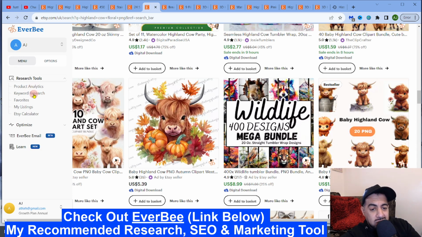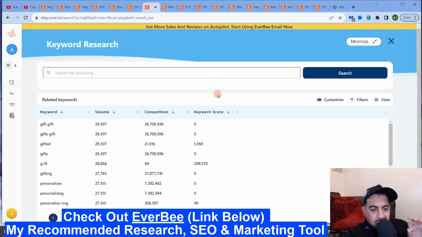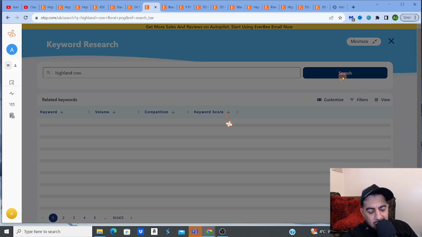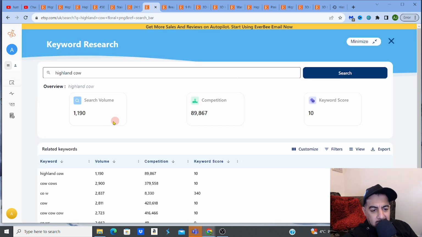And I'm going to show you something just very, very quickly, right? How you find that the demand is there. So if your angle is Highland cow, right? Highland cow. I'll just show you very quickly. When I type in Highland cow, you can see that this particular search term has 1,190 people searching for it, right? And it has quite a low keyword score. So there's quite a bit of competition. You want to get this keyword score up. This is how it works.